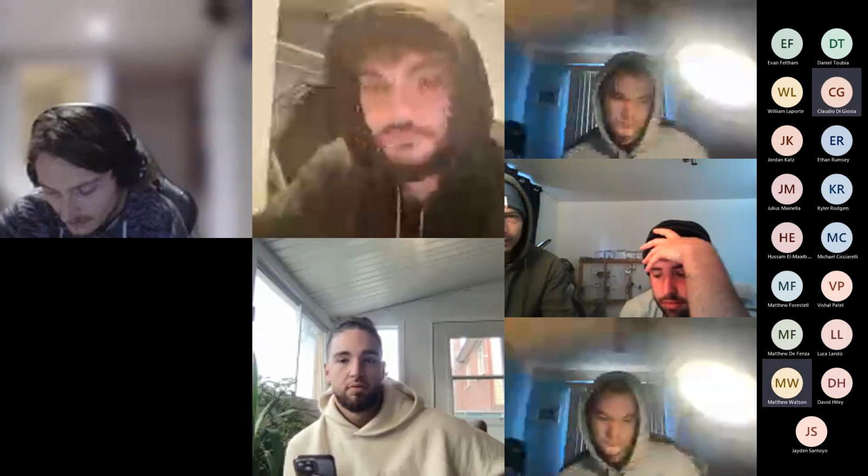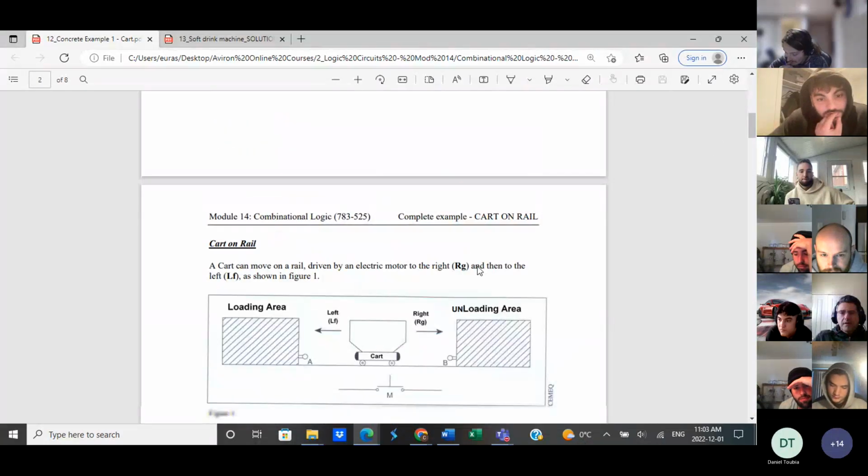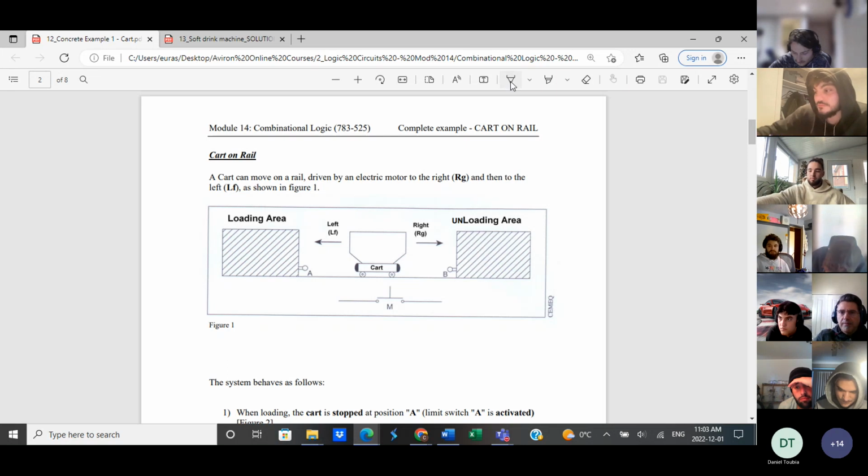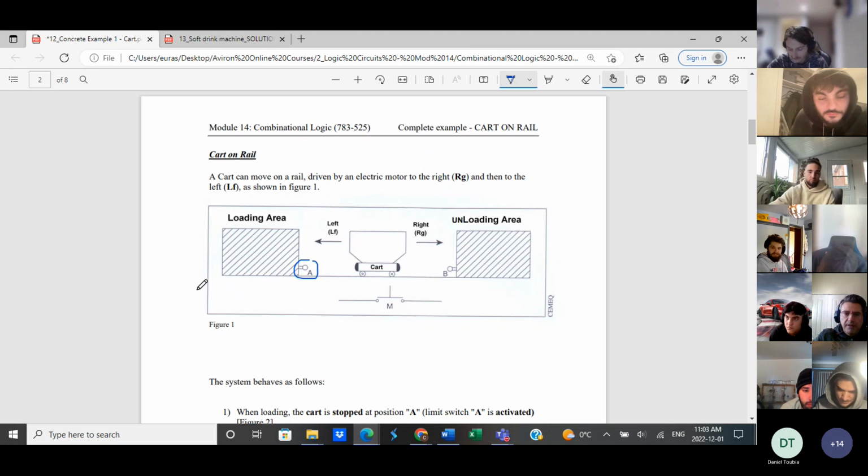What you're going to have to do here is go through every sequence, every picture. This first picture basically explains, gives you the scenario. You have the loading area, you have the unloading area. On the loading area here, you have a switch. This is called a limit switch. Think of it as a switch.